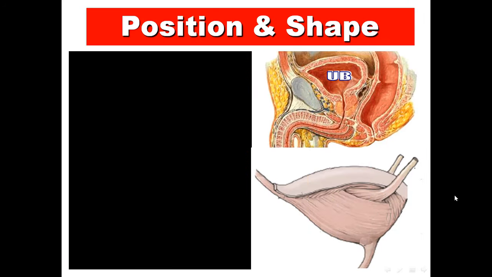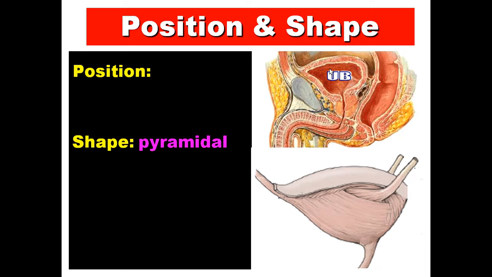Start with the position and the shape of the urinary bladder. This is the urinary bladder. The position of the urinary bladder in the adult and in the children. In the adult, if it is empty, it lies in the anterior part of the pelvis. If it is distended, it will expand to lie behind the anterior abdominal wall. In children, it is an abdominal organ due to the small size of the pelvis.